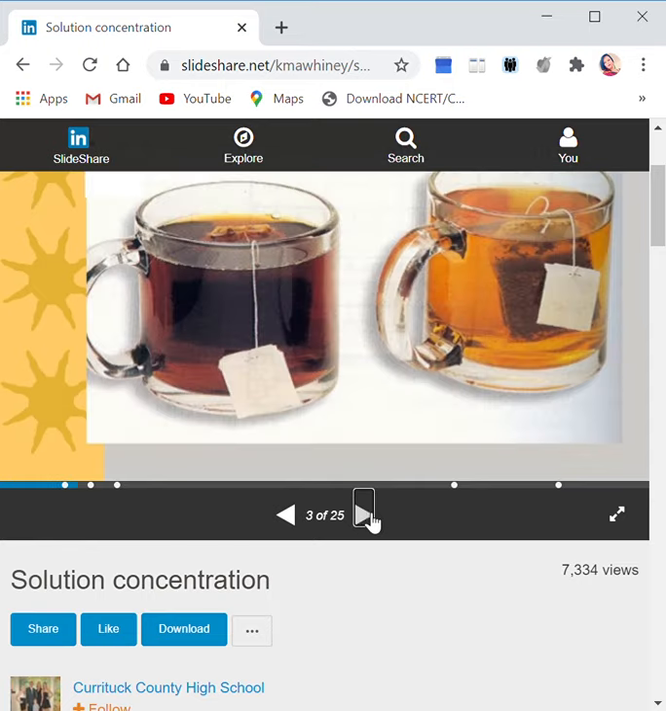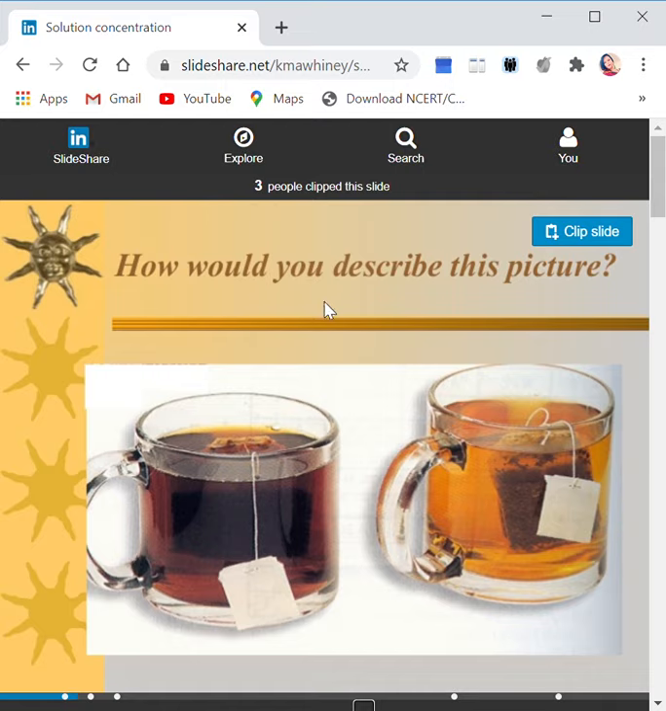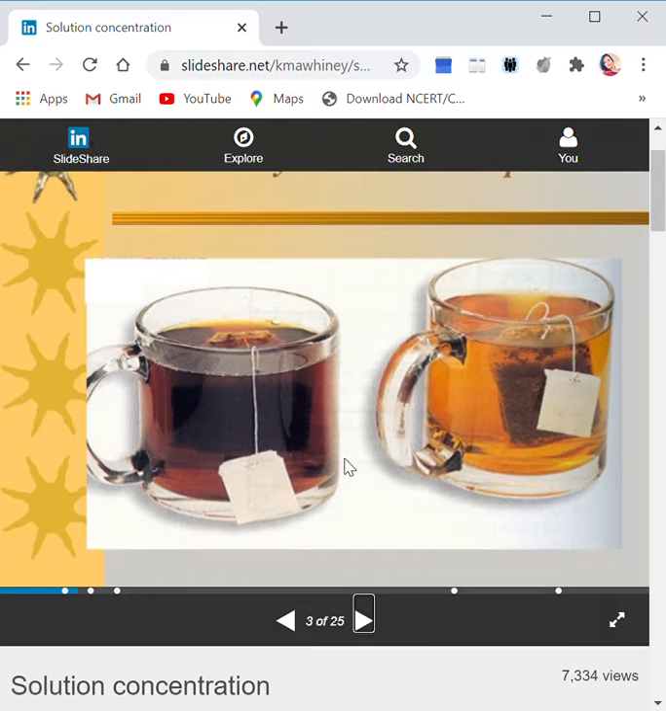Okay. Now see, let me show you how would you describe this picture, children. Now there are 2 cups of tea. See here, 1 cup of tea, you see, is a bit stronger, because we can make out which tea is stronger. This tea is stronger and this is not that strong. Why? Because the color itself tells us that this is a bit more concentrated than this cup, right?